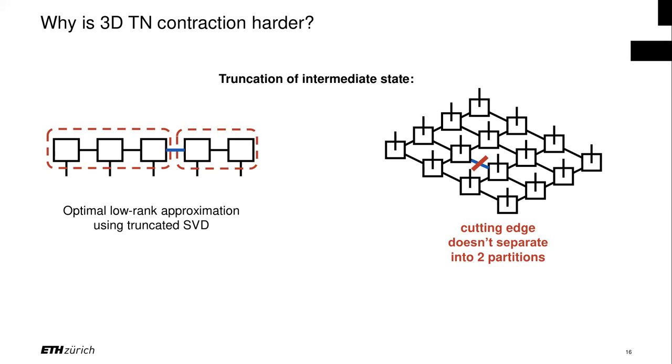Or put differently, the correlations between two sides could be mediated in many, many different ways. There's not just one path which can mediate correlations between two sides.